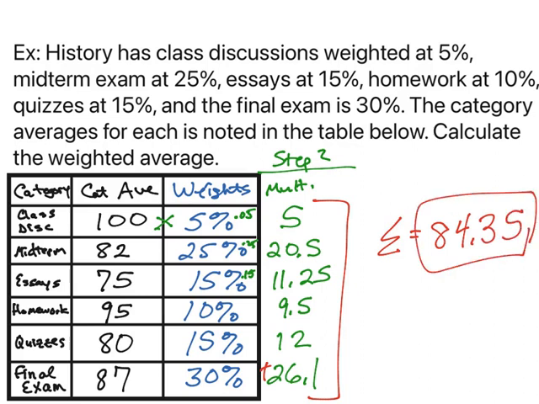So if you were in my class, this would be a B. Grading scale depends on what class you're in, but that's the idea. Category average times the weight gives us what I like to call, again, quality points. It's my term. Add the quality points together to get your final grade. Okay, let's do another one.